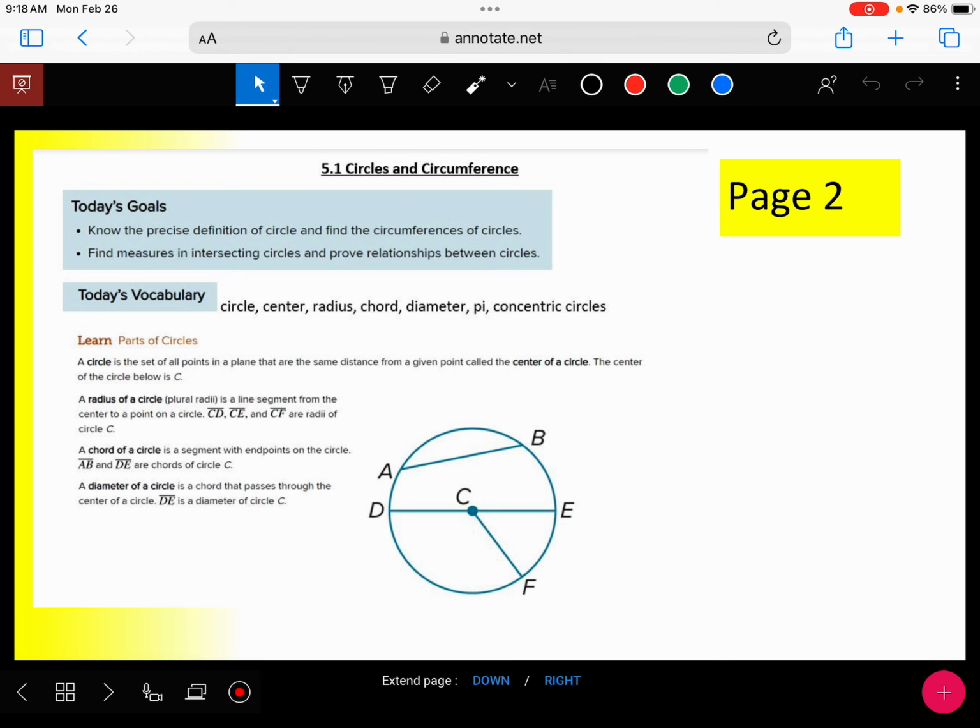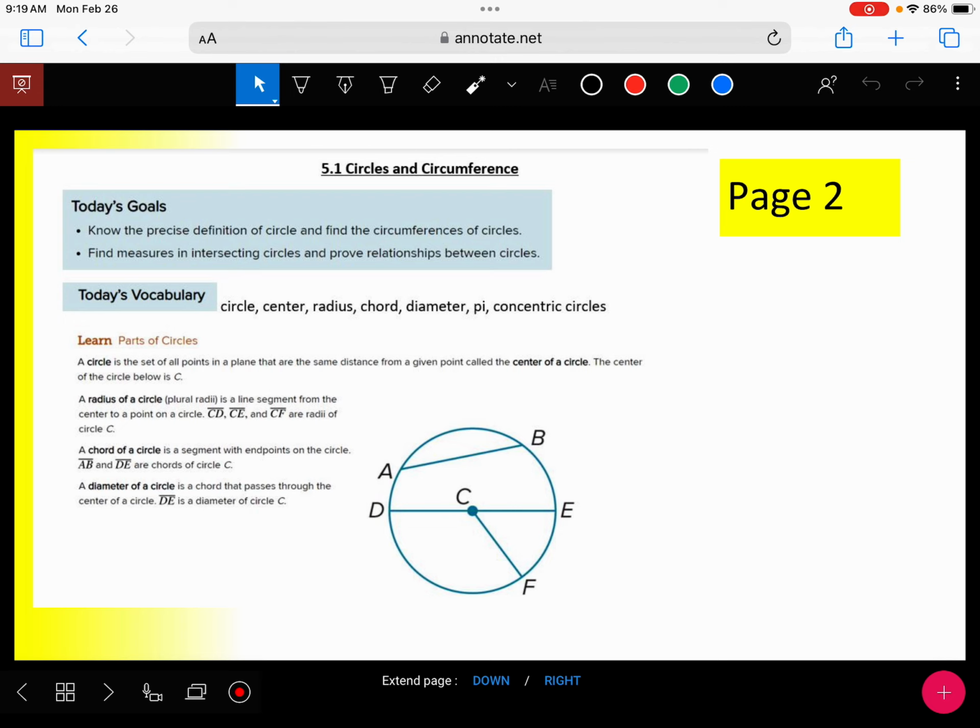First things first, we're going to talk about the different words that we associate with circles. The first thing is a circle. We all know what a circle is. I feel confident about that. The next thing we're going to talk about is the center. The center of a circle is pretty easy. It's just the point that's right in the middle of the circle.